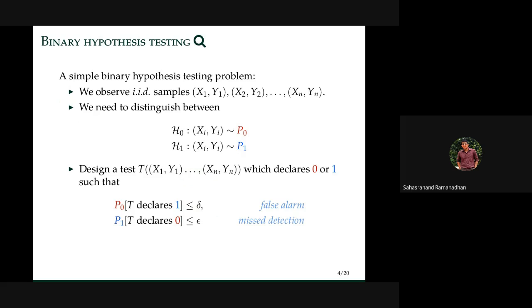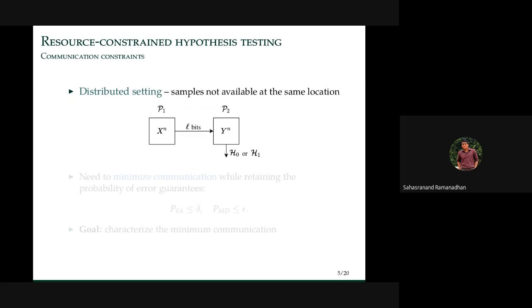So far this is the standard setting, where this has been studied a lot, but the twist in our problem is that we are in the resource constraint setting, meaning we are in the distributed setting where the samples are not available at the same location. The two nodes are observing data, and say we call one of the nodes party 1 or P1, and he's observing x1 through xn, and party 2, P2, is observing y1 through yn. If they were both available at the same location, we could have applied a standard test like we saw in the previous slide. But then these are in two different locations.